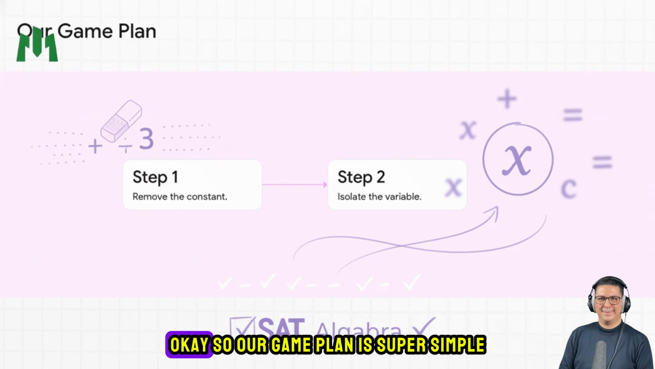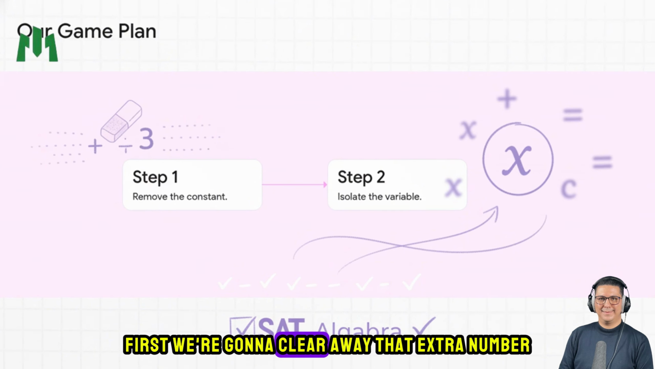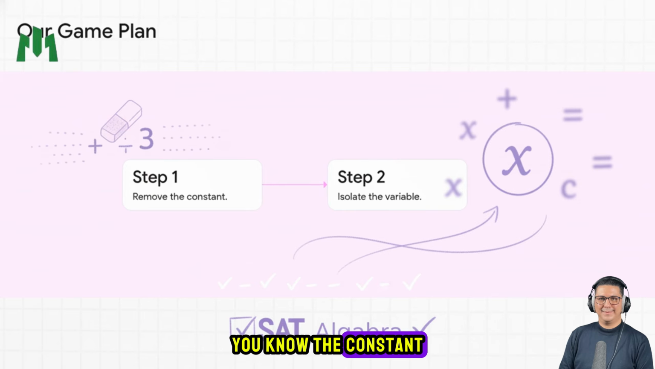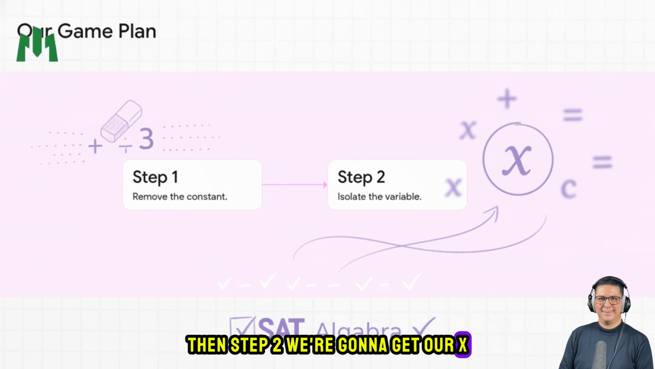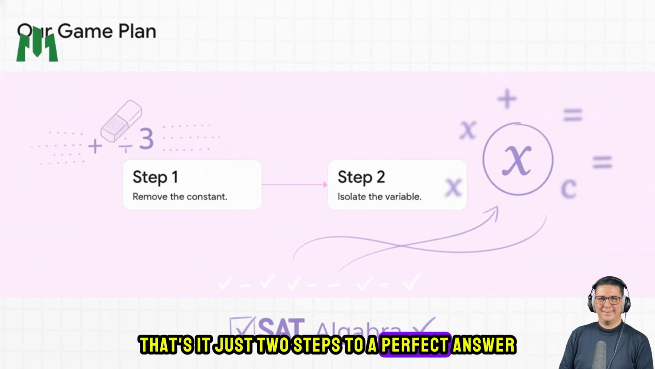Okay, so our game plan is super simple, really elegant. First, we're going to clear away that extra number, the constant. Then, step 2, we're going to get our x, the variable, all by itself. That's it, just 2 steps to a perfect answer.